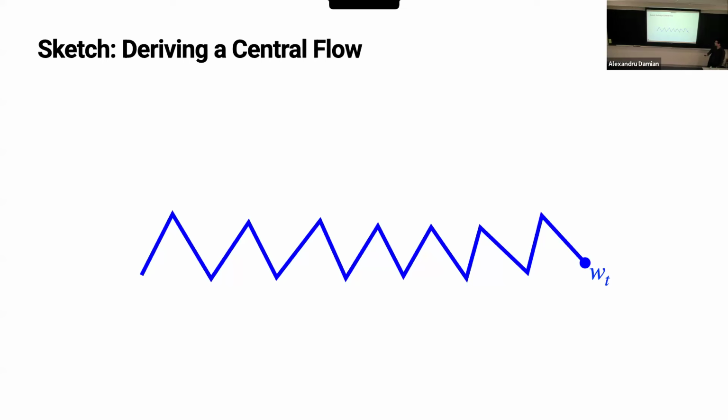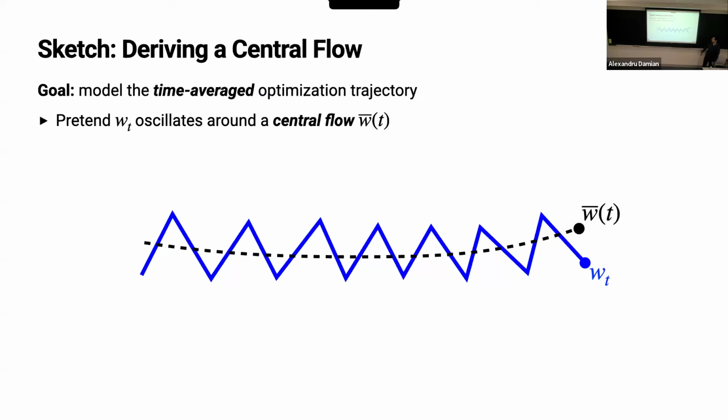So how do we derive the central flow? We're given some oscillatory optimizer. This is w_t, which is going to be our gradient descent. And pictorially, what we want is some w bar_t, which is going to be our central flow, which is going to pass through the midpoints of this process. In general, the oscillation can look much more complex and chaotic than this, but this is just a nice cartoon. So we're going to pretend mathematically that gradient descent does oscillate around a central flow. I've not defined anything yet. This is purely a pretend.